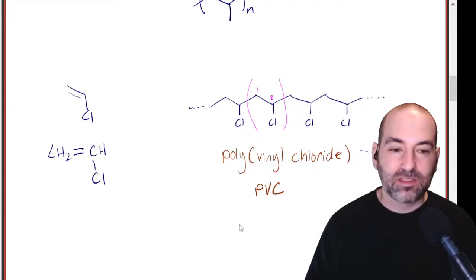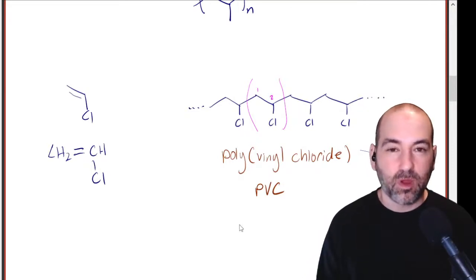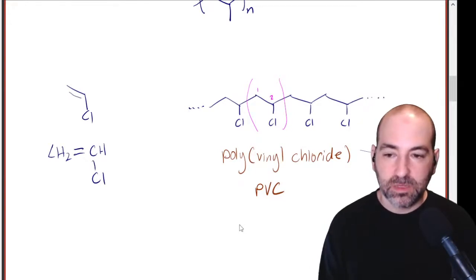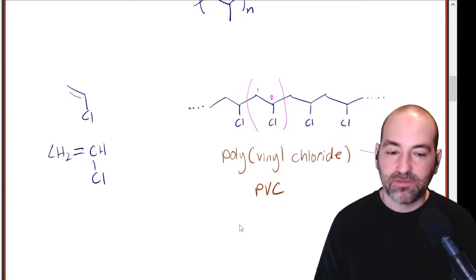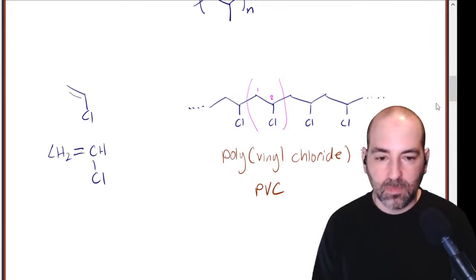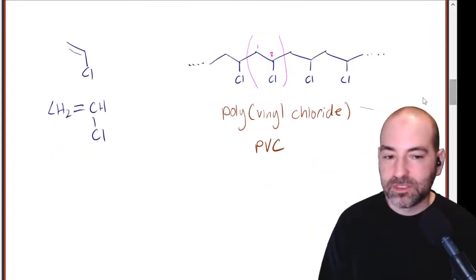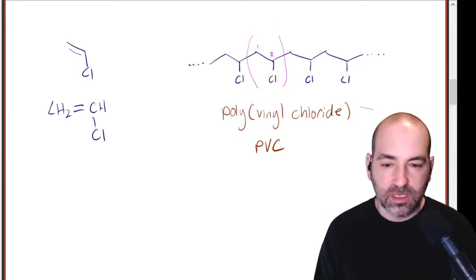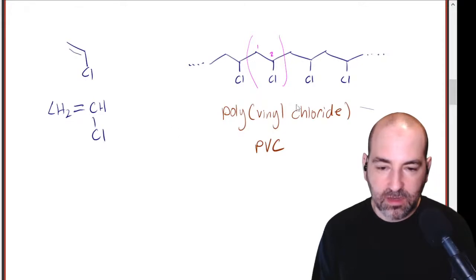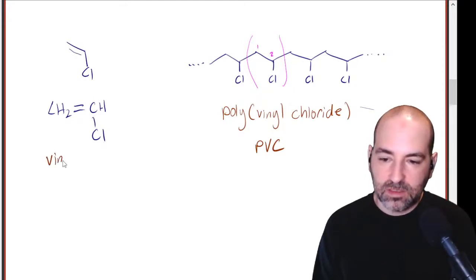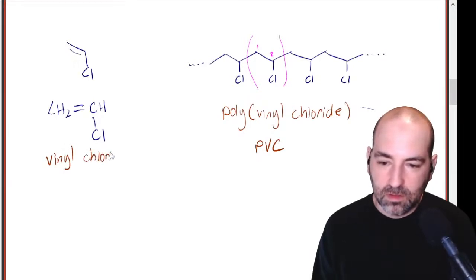And ideally, these things would be reused, repurposed, if at all possible, just because all that stuff that gets sent to the landfill is going to stick around essentially forever. So really the opposite of the bioplastics that we looked at last time. All right, so that's the basics of addition polymers. Since this is polyvinyl chloride, the monomer then is named vinyl chloride.